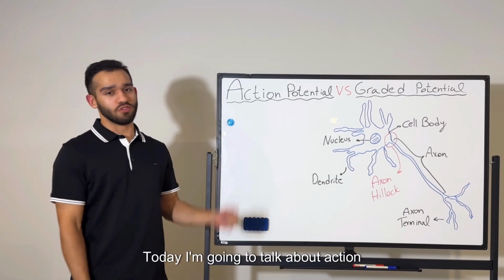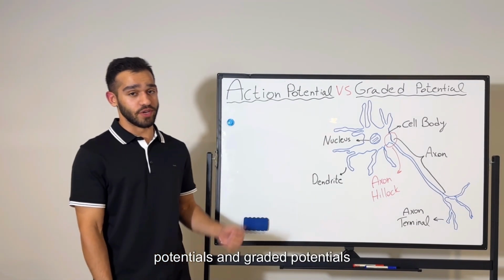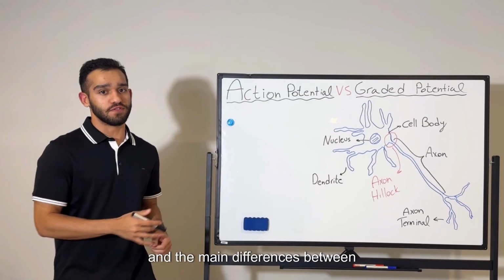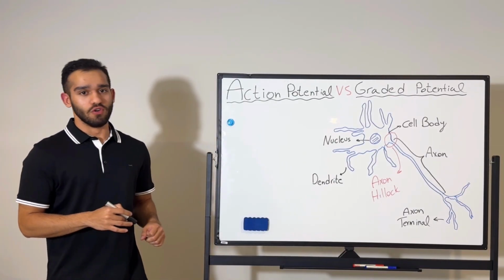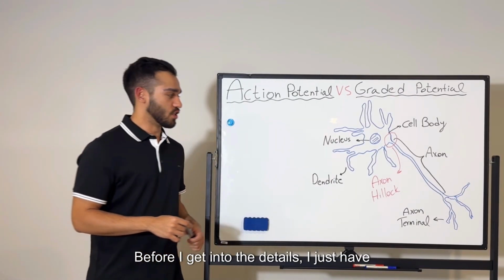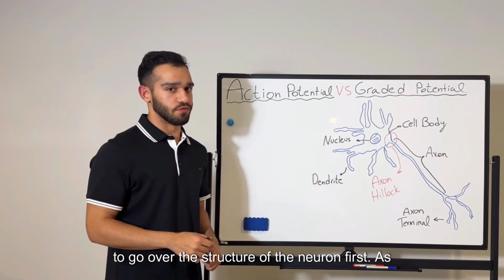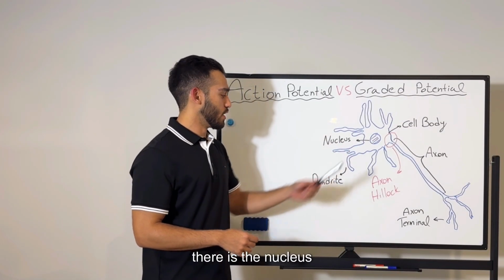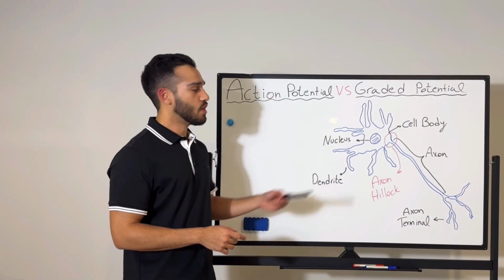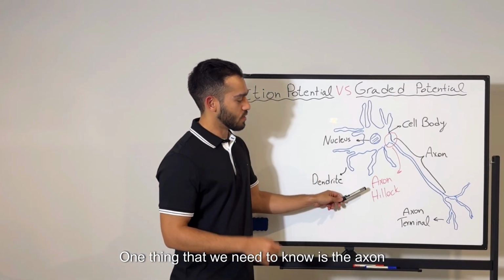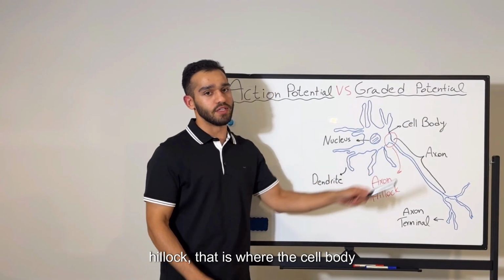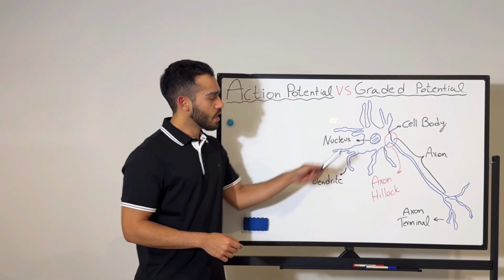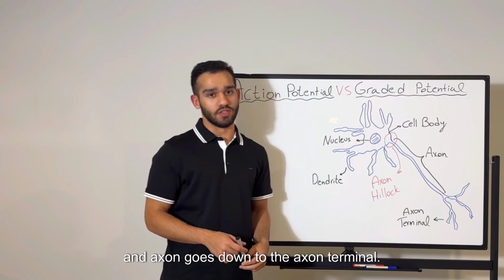So today I'm going to talk about action potentials and graded potentials and the main differences between them. Before I get into the details, I just have to go over the structure of the neuron first. As you can see, there is a cell body, the nucleus, and the dendrites. One thing that we need to know is the axon hillock, that is where the cell body attaches to the axon, and the axon goes down to the axon terminal.